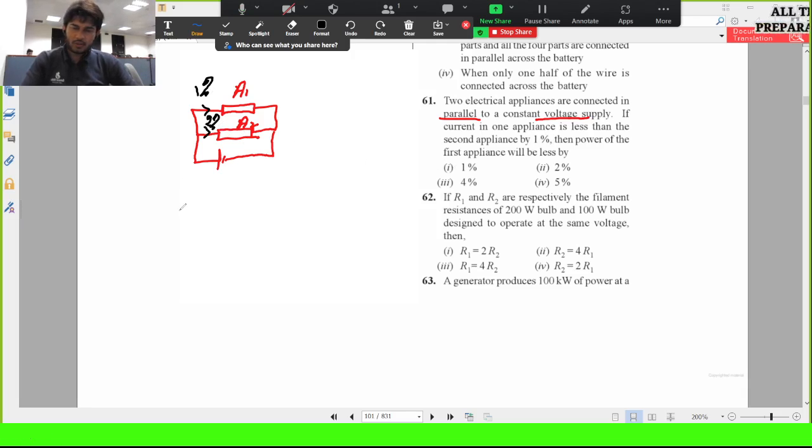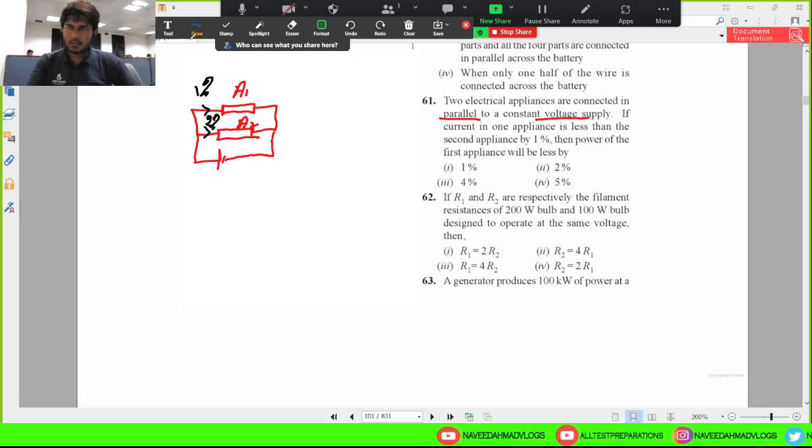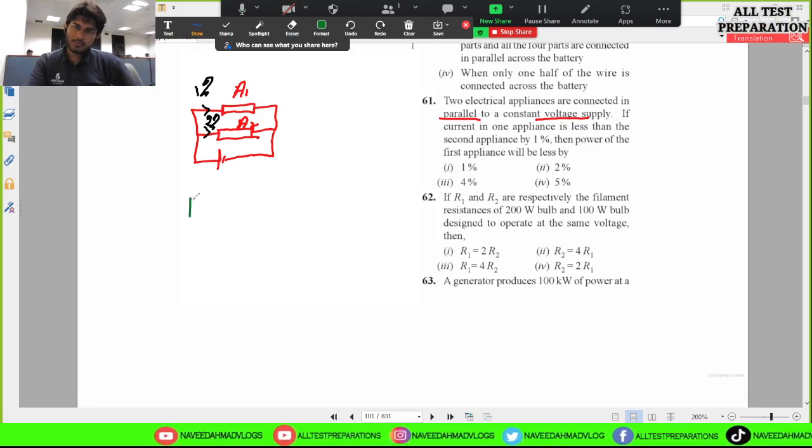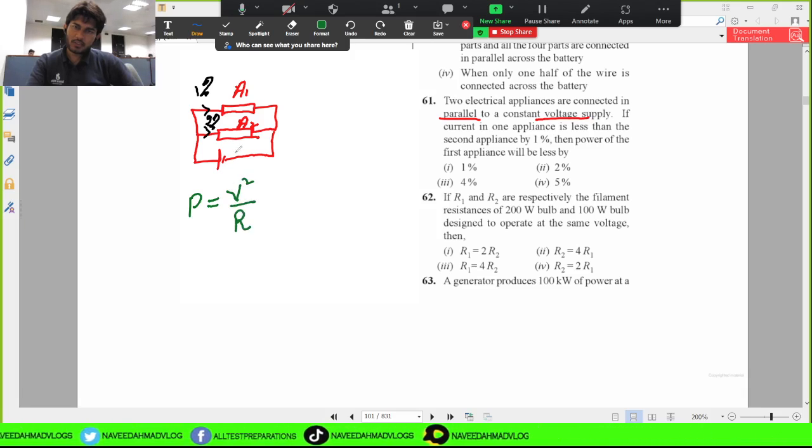As we know, we have the formula: power P is equal to V square divided by R. Why am I going to take V square divided by R? Because the voltage will remain constant in both appliances, so I am going to take this formula. Also, we have the formula I is equal to V by R by Ohm's law.